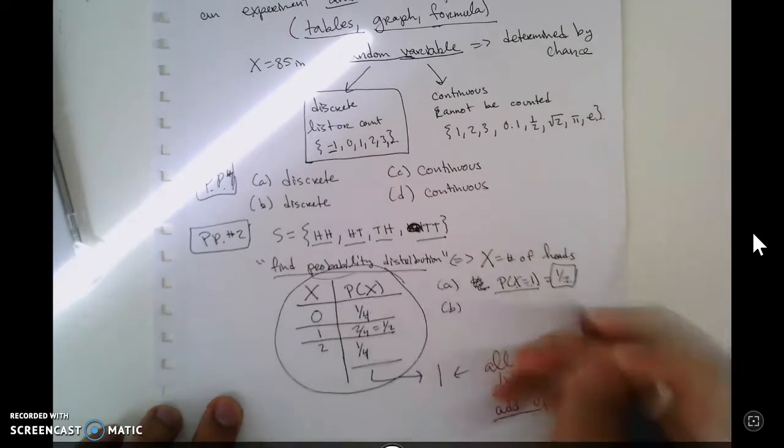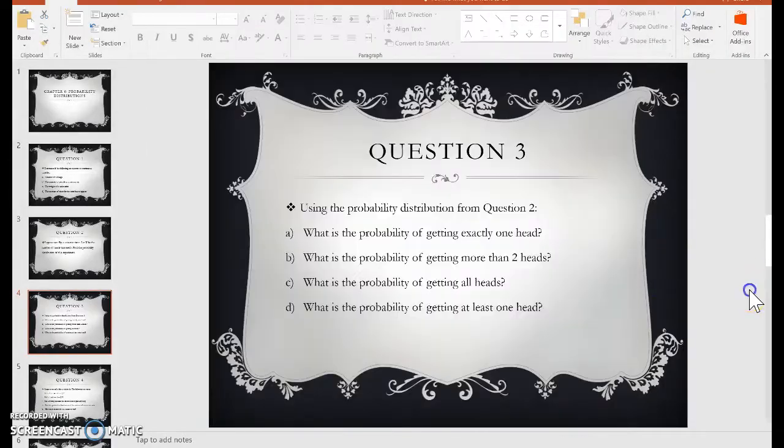Okay, part B. What does part B say? Part B says, what is the probability of getting more than 2 heads? Okay, more than 2 heads. So let's look at our probability distribution. Probability of X being more than 2. Is it including 2? No, it's not including 2. So the probability of X being greater than 2.